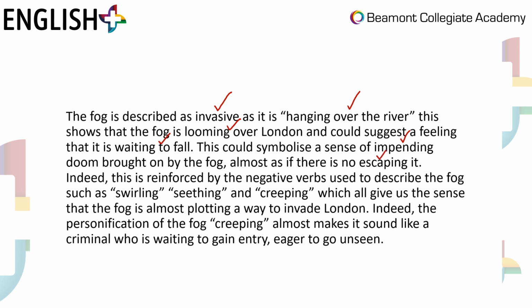Indeed, this is reinforced by the negative verbs used to describe the fog, such as swirling, seething, and creeping, which all give us a sense that the fog is almost plotting a way to invade London. Indeed, the personification of the fog creeping almost makes it sound like a criminal who's waiting to gain entry, eager to go unseen. Now you can see the skill there, picking out that collection of verbs and how this student has managed to gather together some inferences.